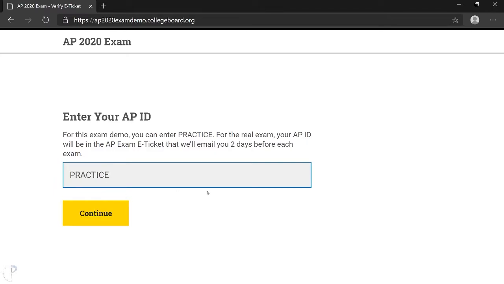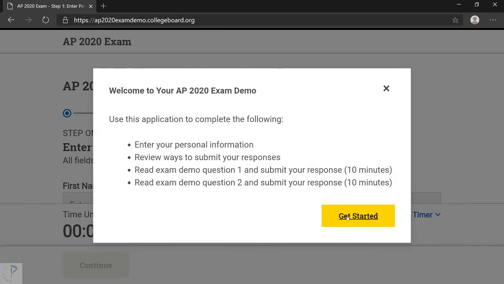If you don't know your ID, yikes. Well, what you could do is go to your My AP and look at any of your reports. Like if you took an SAT test or something, look at one of your SAT reports. You'll see your AP ID there. Or if you get the email from College Board for Monday's test, you'll see it there as well. All right, so here's a practice. This is where you would type in your ID, not the word practice, and then get started.